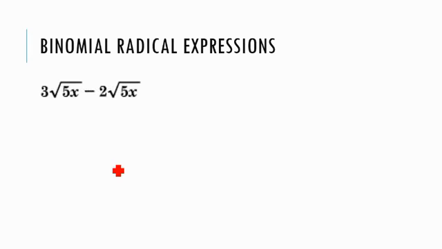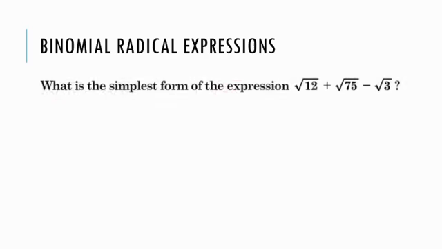Here's another example of adding or subtracting binomial radical expressions. They both have like radicals, the square root of 5x. So I can say 3 times the square root of 5x minus 2 times the square root of 5x gives me 1 times the square root of 5x.